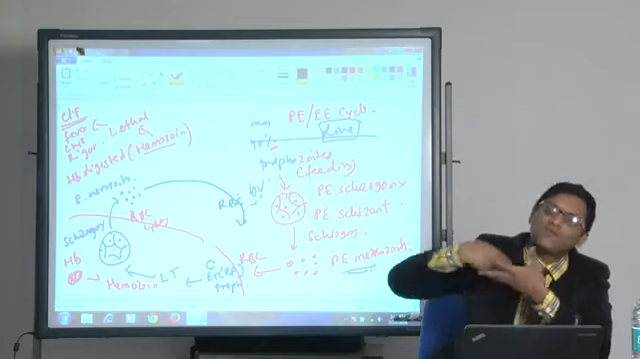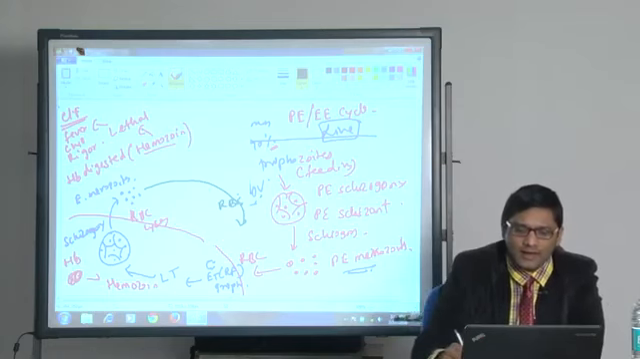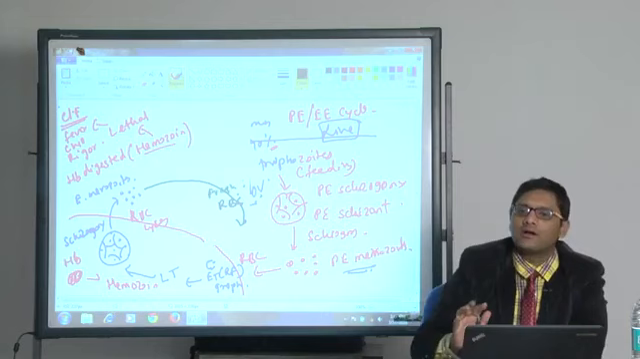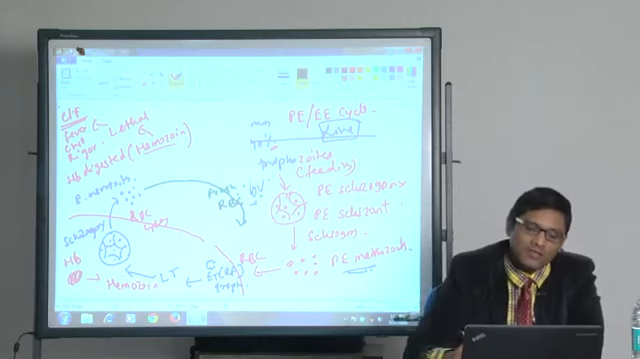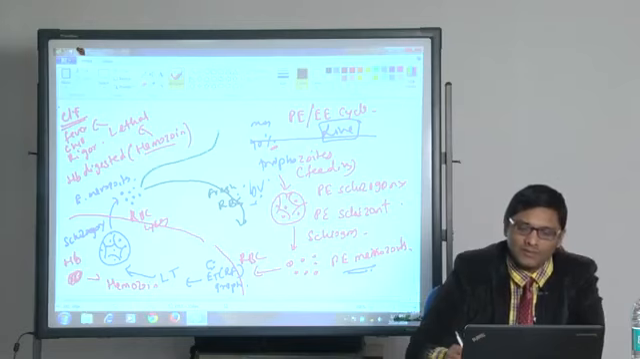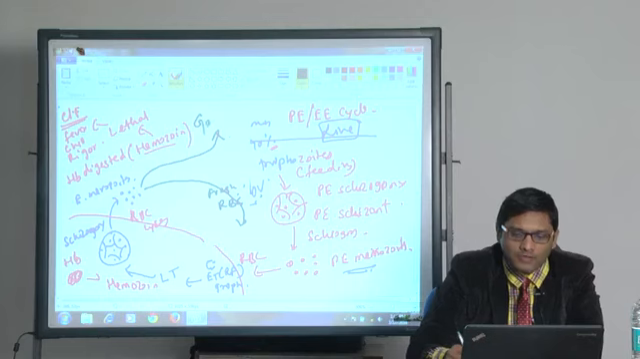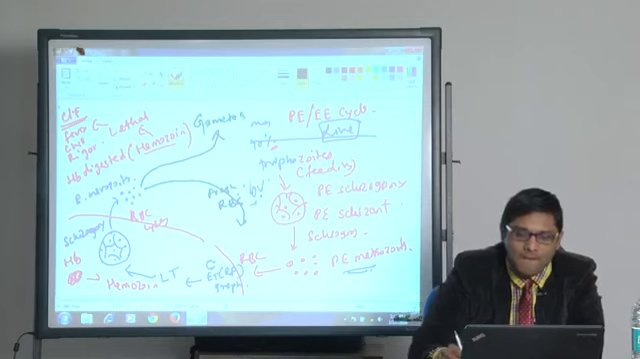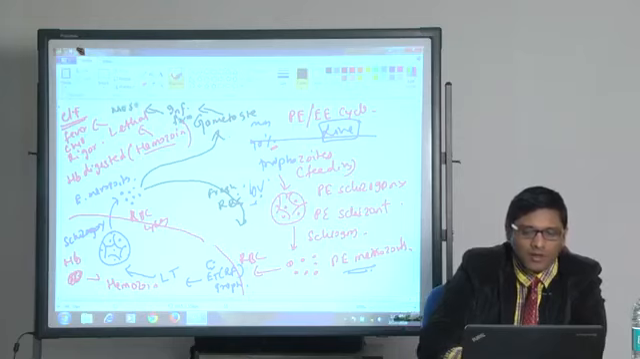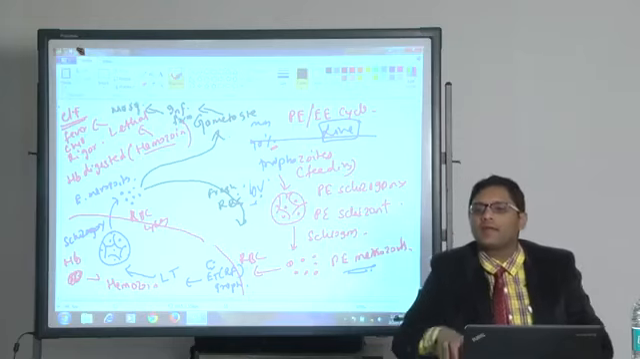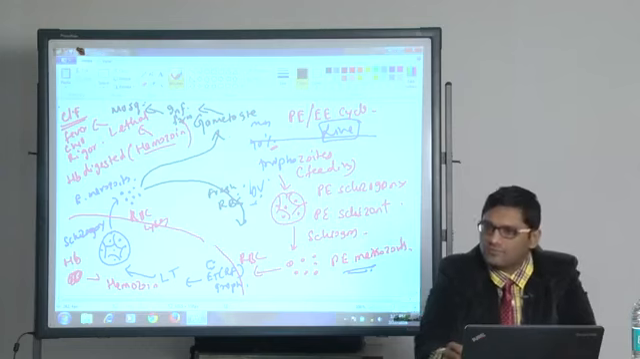They will again attack fresh RBC to repeat the cycle. Or they will become bored of the person and transform into gametocyte. Gametocyte is the infective form to the female Anopheles mosquito.